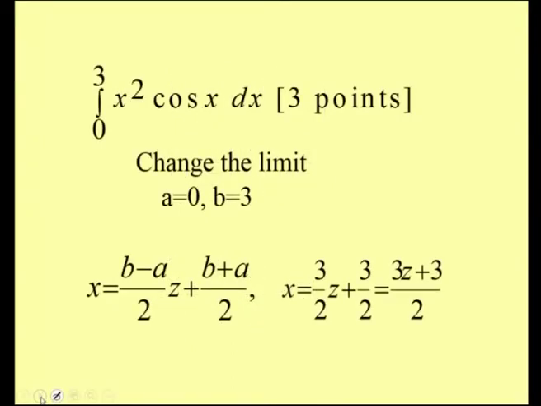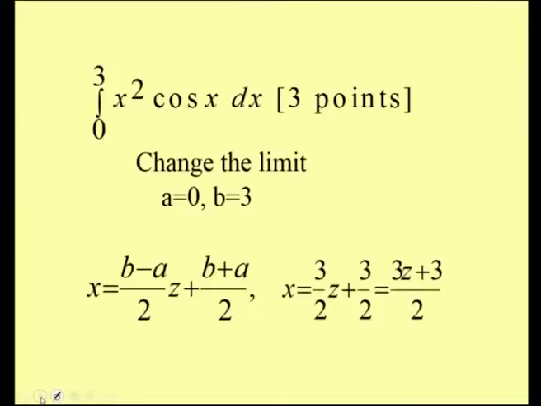Next problem, we have to find out the integral 0 to 3 of x square cos x dx by the Gaussian 3-point formula. Here the interval is not in the range of -1 to 1, which is the standard interval for Gaussian quadrature formulae. Therefore we will change the limits to -1 to 1 using the standard formula x is equal to (b minus a) by 2 into z plus (b plus a) by 2.